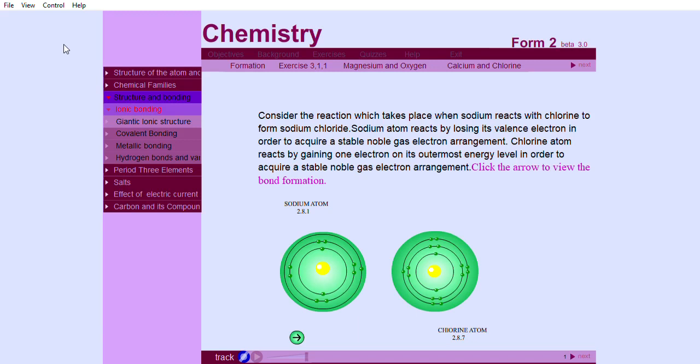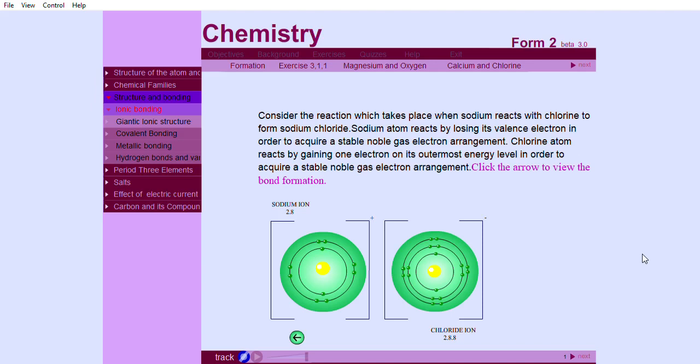The sodium ion formed has 10 electrons and 11 protons, therefore it has a net charge of 1 positive. Chlorine accepts a single electron donated by sodium into its outermost energy level. The resulting ion has 18 electrons and 17 protons, therefore the chloride ion formed has a net charge of 1 negative. The positive and negative ions formed attract each other, finally forming an ionic bond between them.